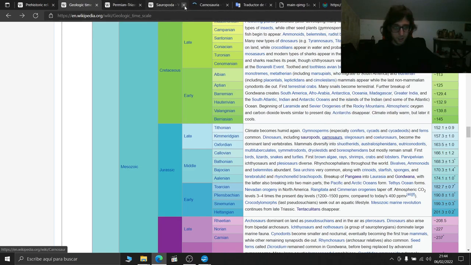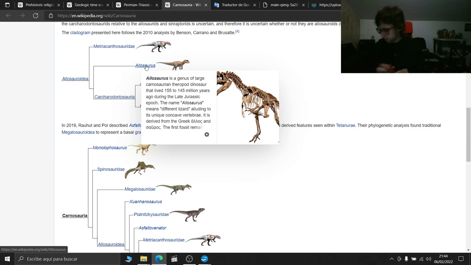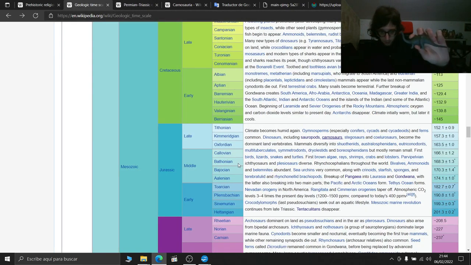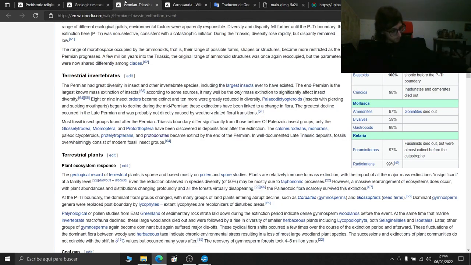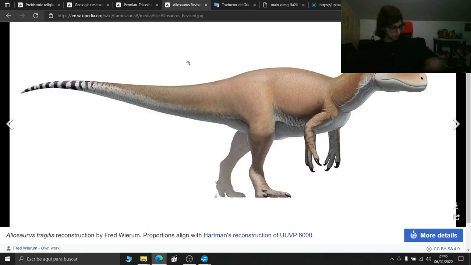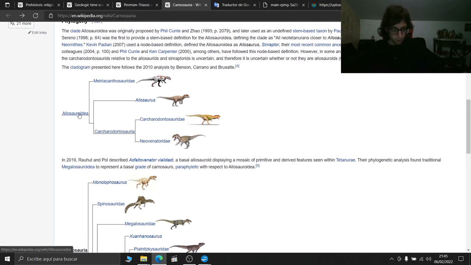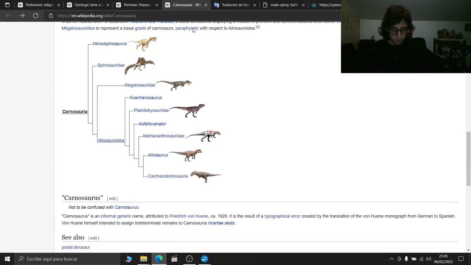Carnosaurus, let's see this one. Allosaurus, so this one, I think this one will be the Allosaurus. I'm going to show them closer. So this one is the sauropod, this one the Allosaurus. Allosaurus there, well. Carnosauria, this is the division.